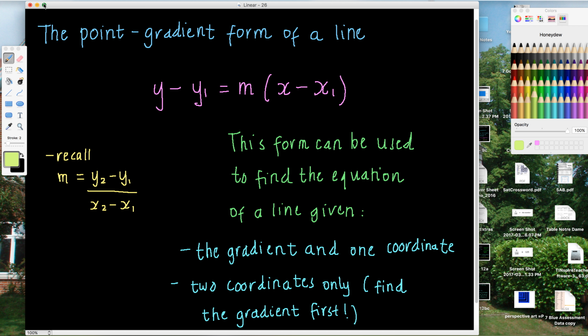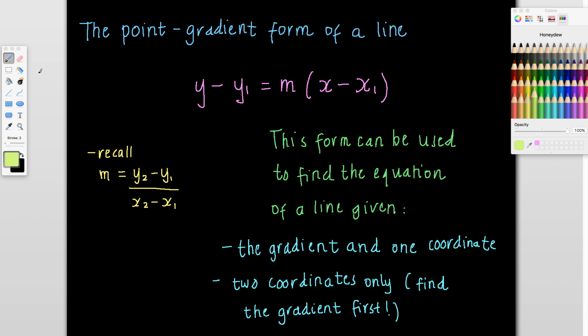In this next video, we are looking at the point gradient form of a line. What I mean by that is this is where you're given a point that your line passes through, and you're either given the gradient or you're given enough information to find the gradient, and you're asked to find the equation of that line. So you might come across a couple of cases. You might come across when the gradient and one coordinate are given to you. I'll show you some examples of that.